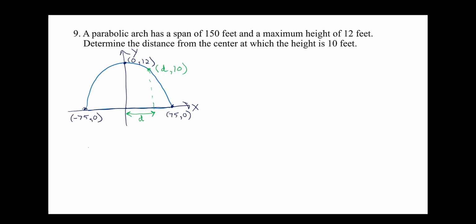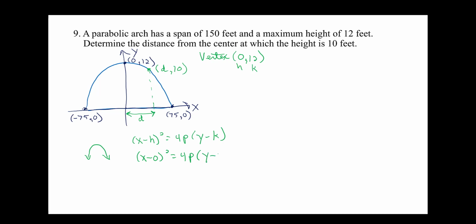Okay, so if our parabola opens down, like this one does, we have the formula x minus h squared equals 4p times y minus k. Our vertex here is 0, 12, which gives us our h and our k. So we can go ahead and plug in an h value of 0. We have x minus 0 squared equals 4p times y minus our k value of 12. Okay, so we have the start of our formula. We need to figure out what p is.